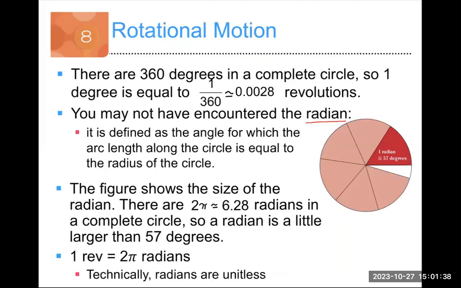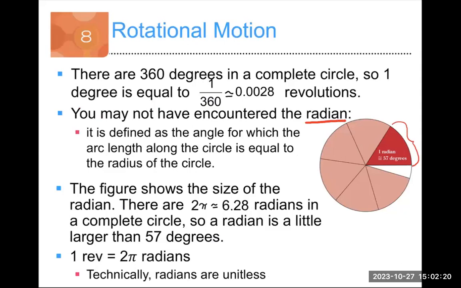So what we see, and this could be just a little review for you, that remember there's 360 degrees in a complete circle. 1 degree is equal to about 1 over 360, which is around 0.0028 revolutions. There's also this term that's called the radian, and the radian is defined as the angle for which the arc length along the circle is equal to the radius of the circle. So this would be your radian right here.